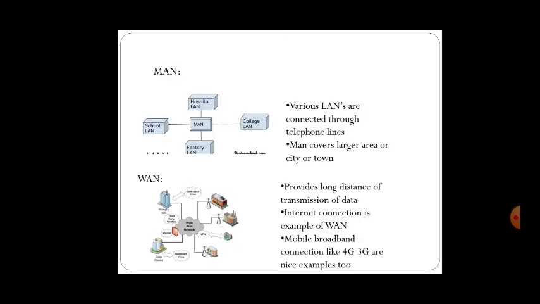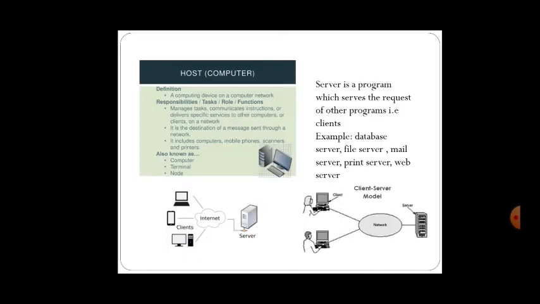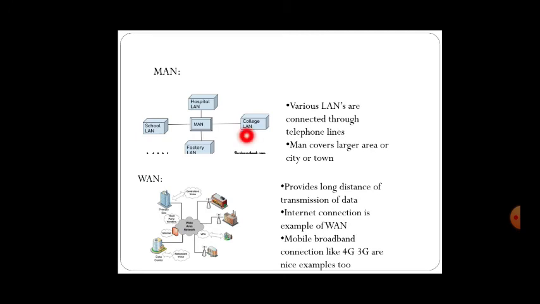Now let us see about the MAN. MAN is nothing but a metropolitan area network. You know, our Bangalore is a metropolitan city. This metropolitan city will have one network, and all the other LANs, like the school LAN and hospital LAN, are connected to the MAN: school, factory, then college. So various LANs are connected through telephone lines. So MAN covers a larger area such as a city or a town.